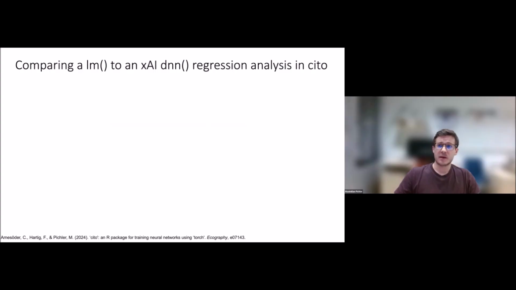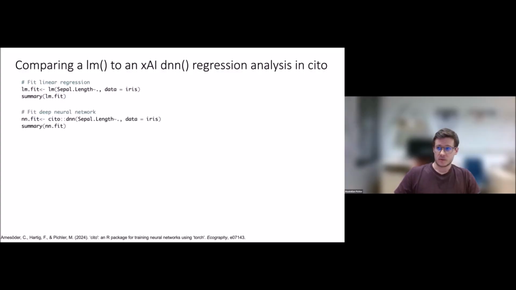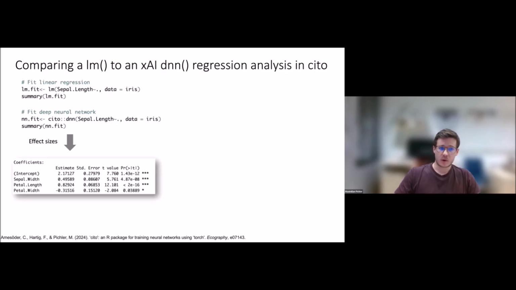And if we now compare a linear regression model to a DNN, for example here for this iris dataset, for the linear model we can use this lm function to fit a very simple regression model. We can do the same with cito using this dnn function. And for both, we can then run the summary function. So for the linear model, we will get these regression coefficients with their standard errors.